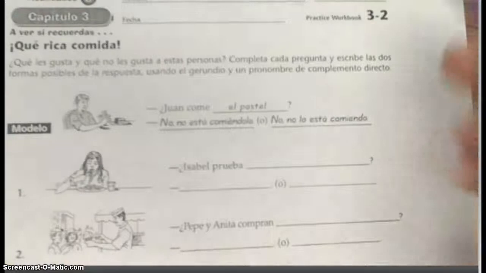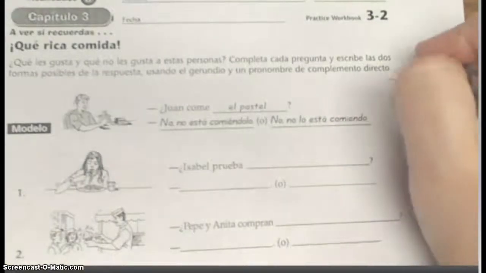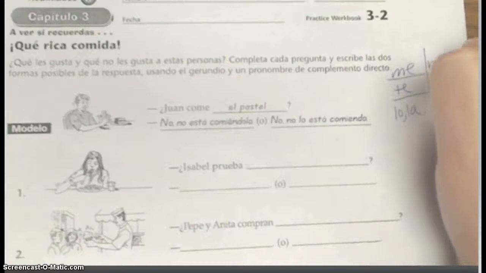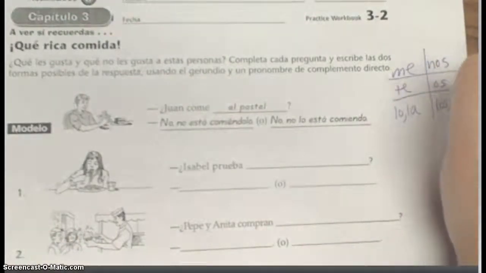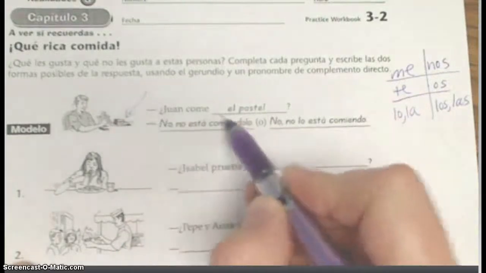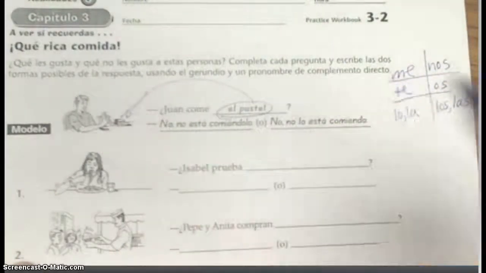So now we're going to do some direct object pronoun practice. So you've got this worksheet. It's the side that says page 36. And I'm going to draw my trusty rusty chart here. Me, te, lo, la, nos, os, los, las. Now if you look up here, Juan come, and you got to look at the picture, say el pastel, because that's a picture of what he's doing.